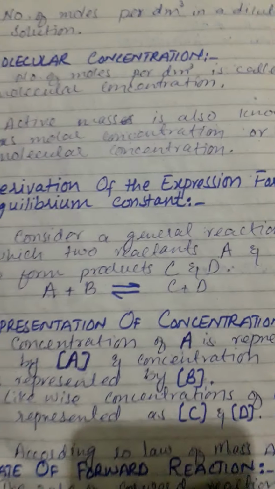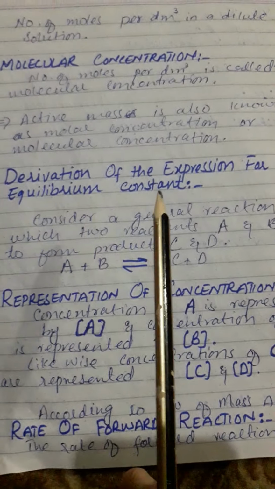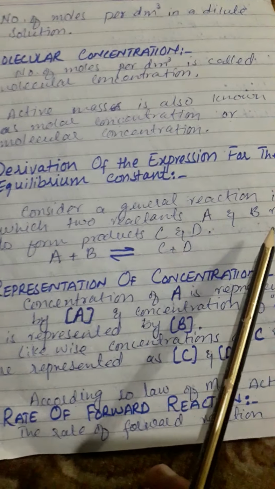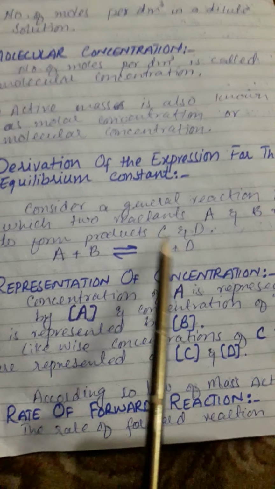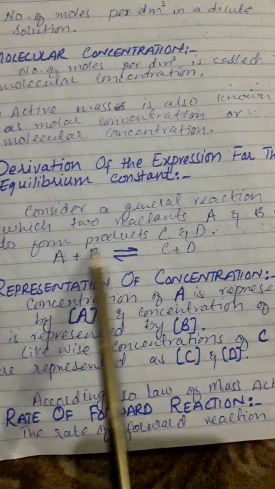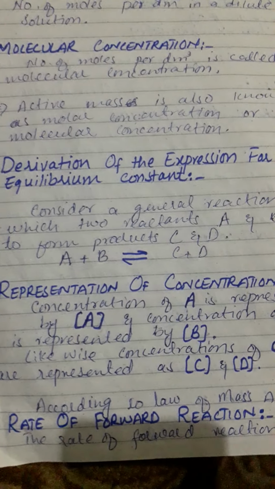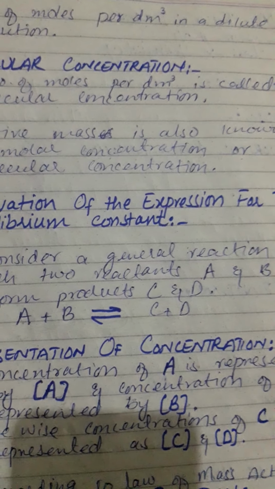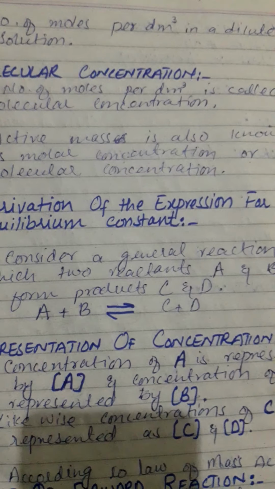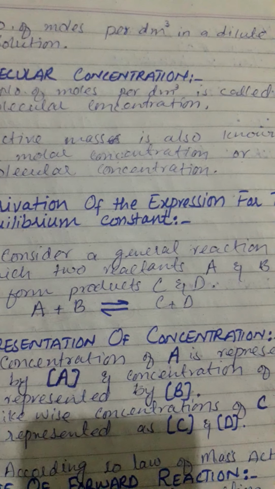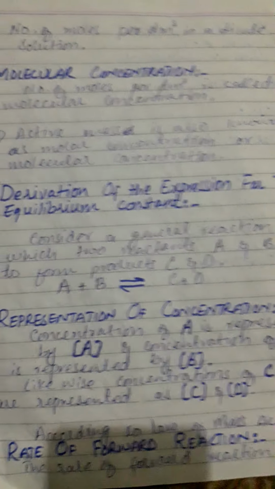Now next is the derivation of the expression for the equilibrium constant. Consider a general reaction in which two reactants A and B are reacting to form products C and D. This is the chemical equilibrium reaction, or we can say the dynamic equilibrium reaction. Dynamic equilibrium, as we studied in our previous topics, means that in any chemical reaction there must come a stage at which the rate of forward and the rate of backward reaction will be equal, and that point will be called the dynamic equilibrium.